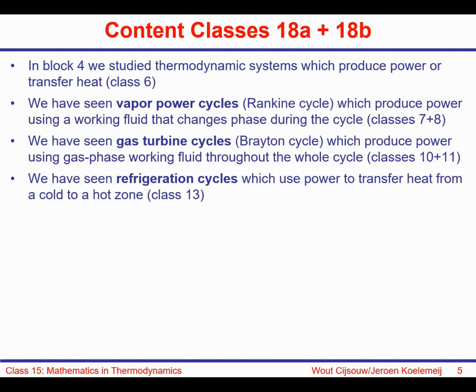Now, the coming two classes build on what we studied already during block 4, where we learned about thermodynamic systems that we can use to produce power or generate work or to transfer heat. Some of these were discussed in class 6. And we have seen vapor power cycles like the Rankine cycle, which produce power using a working fluid that actually changes phase from fluid to gas, for example, during the cycle. That was discussed in 7 and 8.